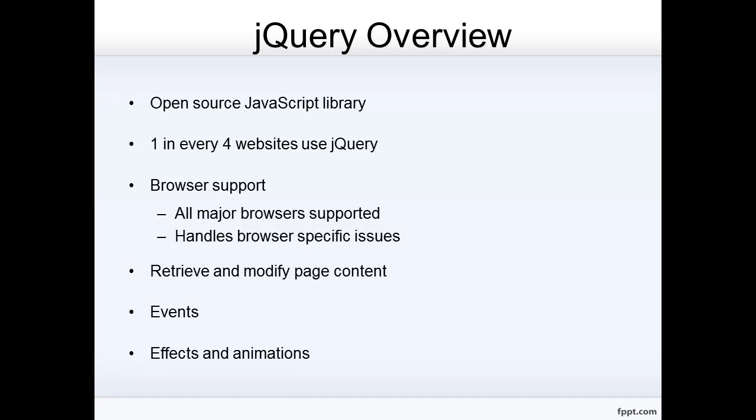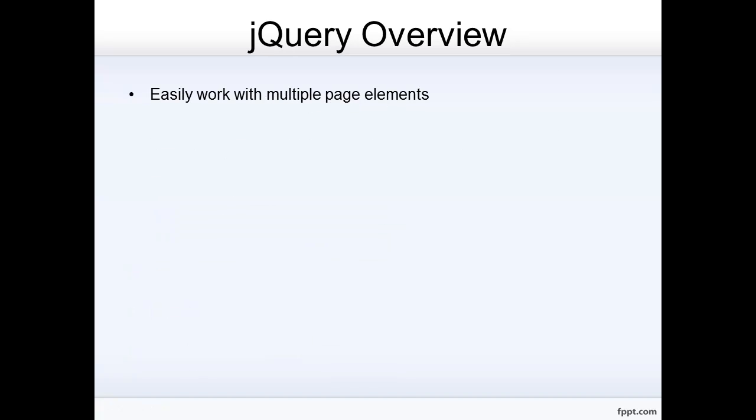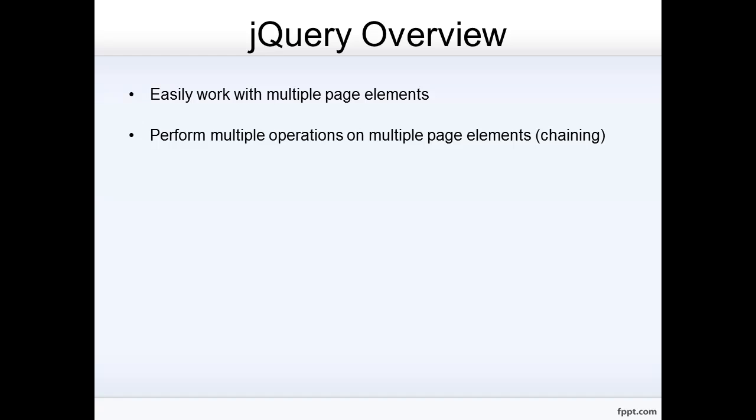And then another area that jQuery helps you with is effects and animations. It has a pretty decent effect and animation library to choose from. And like I mentioned, these effects are all cross-browser supported, so they're pretty much going to work the same no matter what browser you're using. jQuery also allows you to work with multiple page elements at once. You can run certain effects or code on multiple elements at one time instead of having to code things separately, and we'll talk about this later on in the class. And you can also perform multiple operations on multiple page elements, which jQuery refers to as chaining. So we'll be going over all these things.